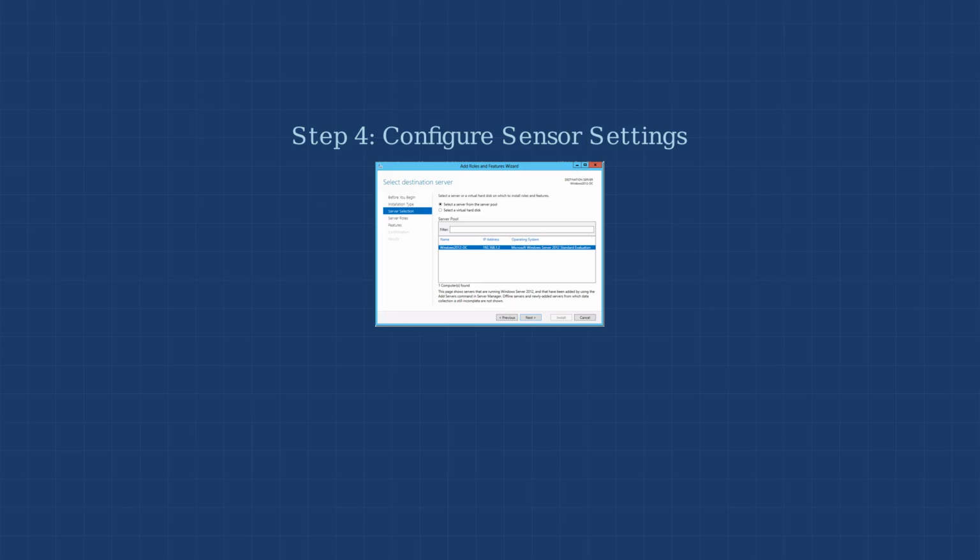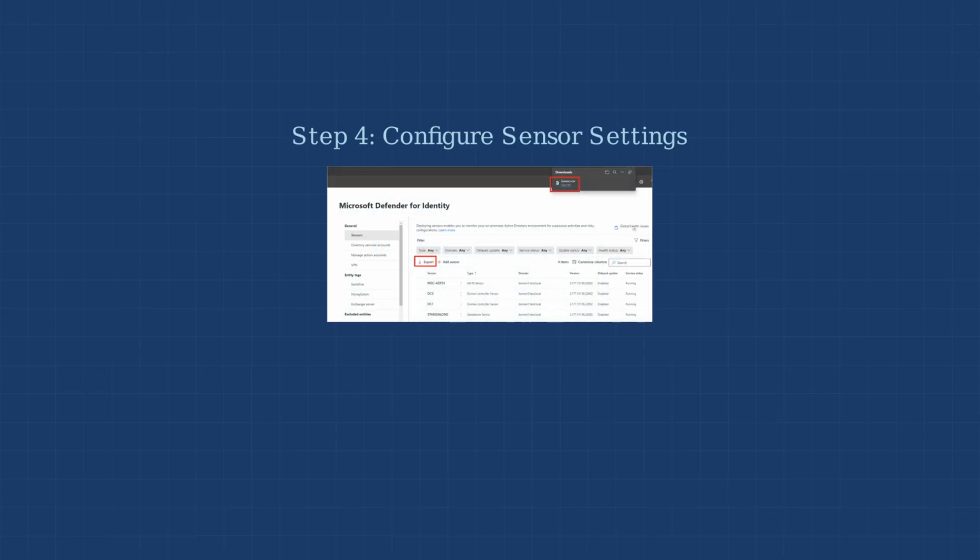Once your forest is connected, you'll need to configure the sensor settings, specifying which domain controllers to monitor. Select the domain controllers you want to monitor. These servers will have the Defender for Identity sensor installed. After installation, you can view and manage all your sensors from the Defender XDR portal.